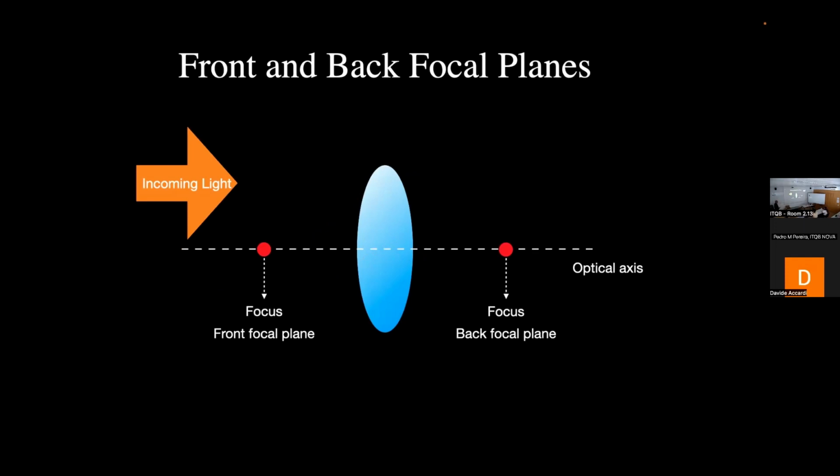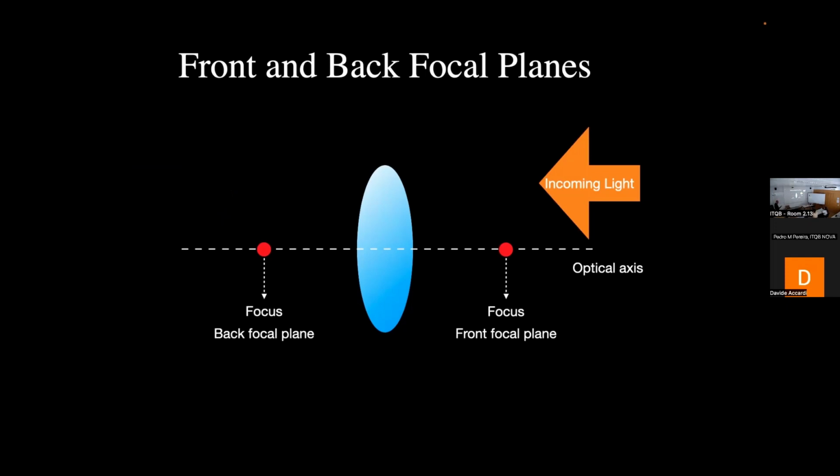Okay, so then we have for each lens a front focal plane and a back focal plane that are identified according to the direction of the incoming light. So if our light comes from the left of the screen, this is our front focal plane, and this is our back focal plane. If the light comes from the right of the screen, it will be the other way around. So the front part is the side of the lens where the light is coming from, okay? Perfect.